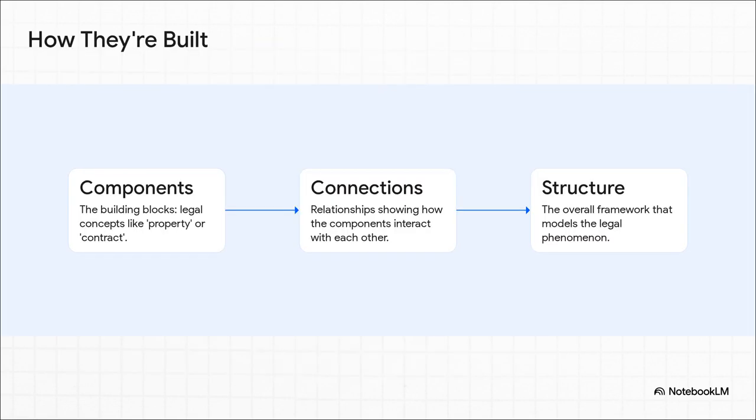So, how do you build one of these things? Well, it breaks down into 3 basic steps. First, you need your components. These are your building blocks, the core legal concepts like property or contract. Then, step 2 is about the internal connections. How do these blocks fit together? What are the relationships between them? And finally, step 3 is the structure itself. You assemble everything into a complete framework that actually models the legal phenomenon you're trying to build.